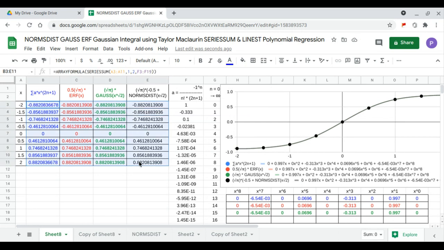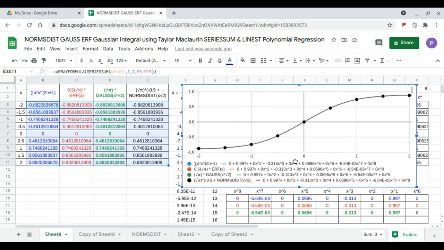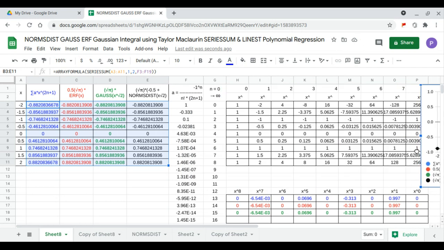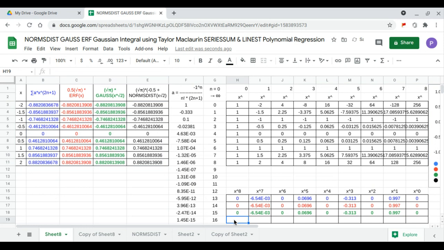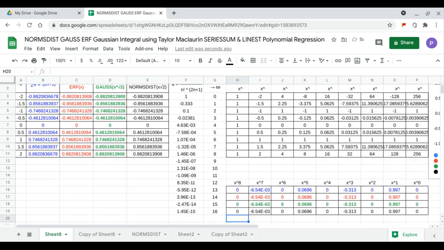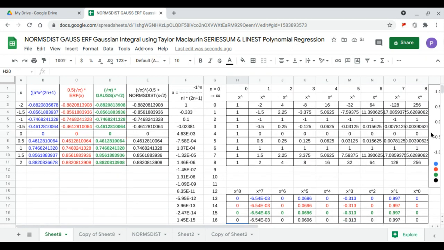Their data sets are all equal. And the regression coefficients are also the same. We have the same regression coefficient. We'll calculate these polynomial regression coefficients using LINEST. So this will be equal to LINEST data y and data x. And the results are the same.